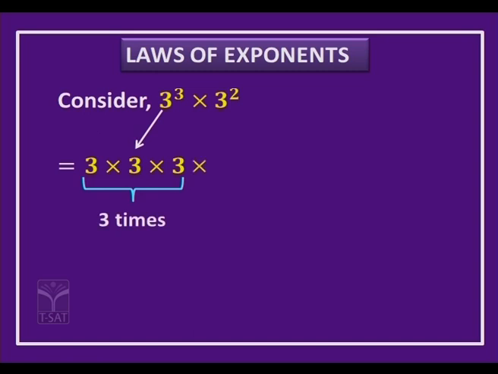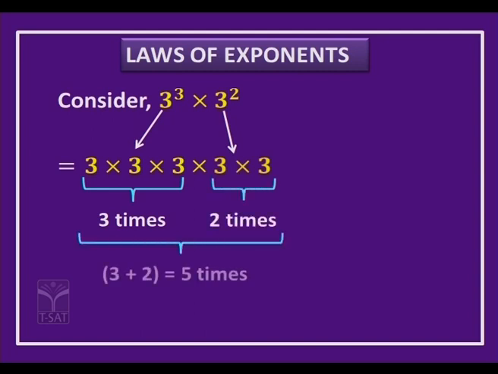Now, what about 3 square, children? Yes, since the power is 2, we multiply 2 times. So, total how many are there, children? Yes, we have 5 3's. If you notice here 3 and here we have 2, total 3 plus 2, that is 5. So, if I see the product of all these 5 numbers, that is 3 into 3 into 3 into 3 into up to 5 times, this can be written as, yes, 3 to the power of 5.